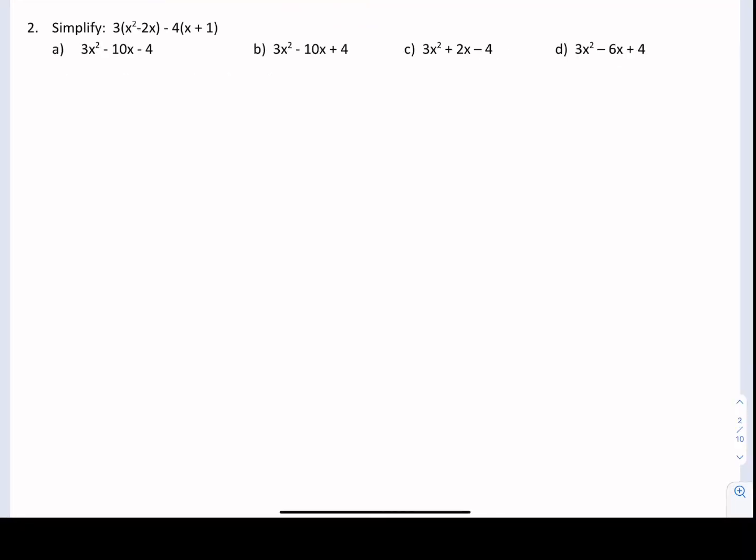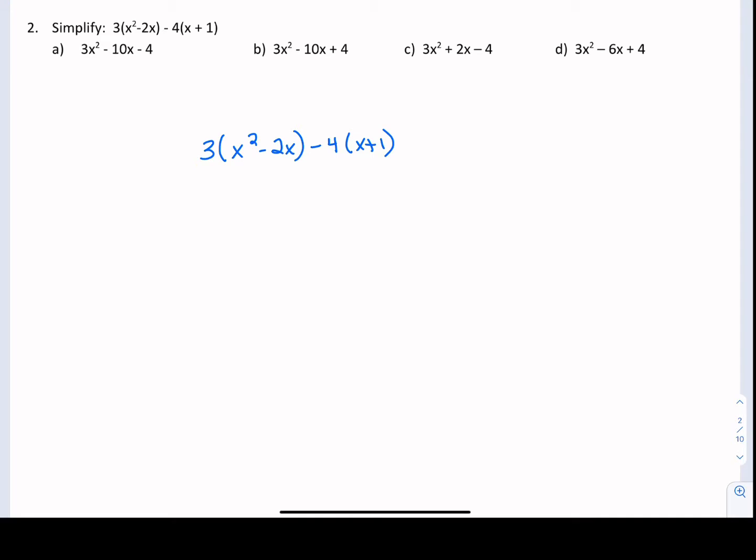The next question has the same set of instructions. It's asking you to simplify 3(x² − 2x) − 4(x + 1). So let's talk a little bit about what we see here.